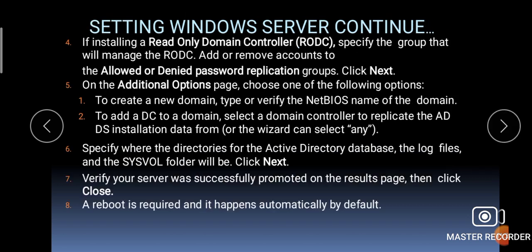Next, if installing a read-only domain controller, specify the group that will manage the RODC, add or remove accounts to the allowed or denied password replication group, and then click the Next button. On the Additional Options page, choose one of the following options. To create a new domain, type or verify the NetBIOS (Basic Input Output System) name of the domain. To add a DC to a domain, select the domain controller to replicate the ADDS installation data from, or the wizard can select any.